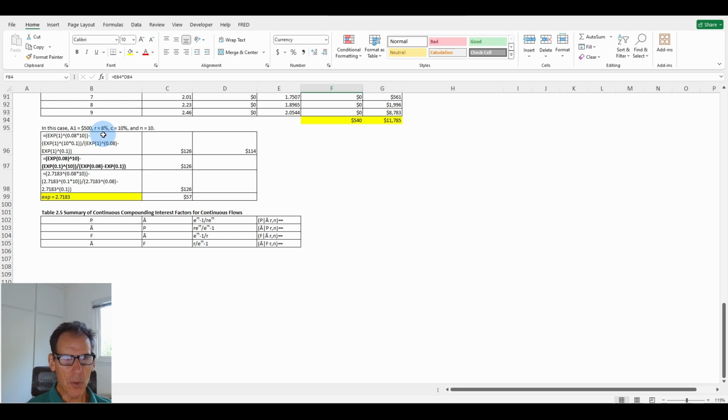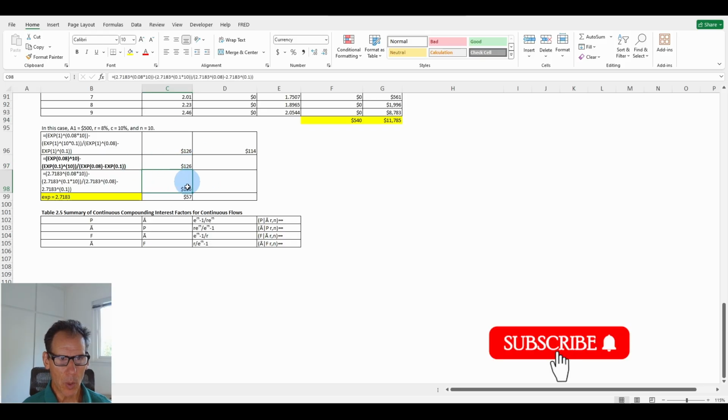In this case, A1 equals 500, R is equal 8%, C is 10%, and N is 10. So you're going to have this 126. So there's your number, 114, and then 126. 126, EXP is 57. What does this mean? I'm going to let you work through this.